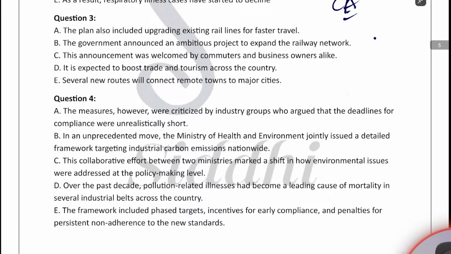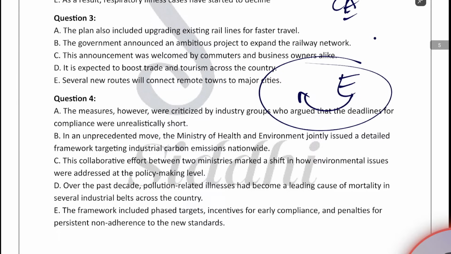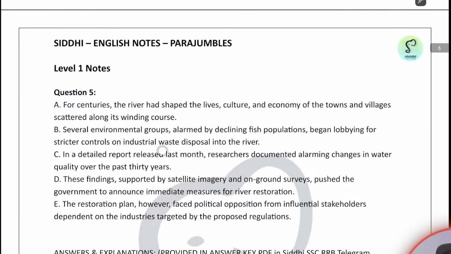Give me one pair or one statement that comes before E. D is the opening statement, well and good. Now tell me, what is a statement that is mandatory? If I want to fill this, what will you fill before E? Okay. In an unprecedented move, the ministry issued a detailed framework and the framework has phased targets. Yes, very good. BE is a pair.